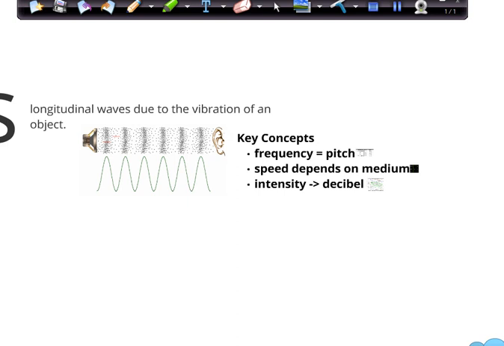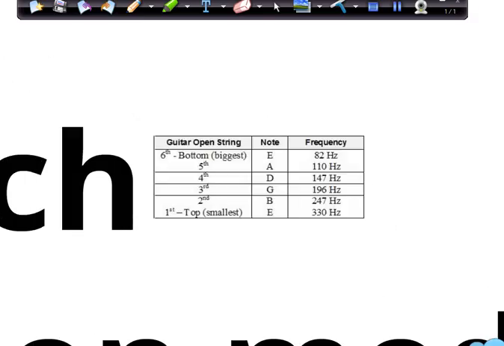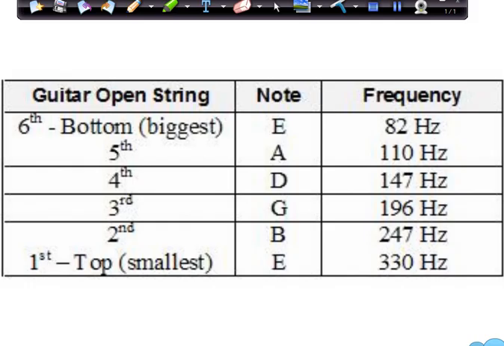So, first thing, we sort of already talked about that. The key concepts: frequency tells us our pitch. We've been over that and over that. We've talked about, played Mary Had a Little Lamb with our pop bottles, and you can also see that in a guitar, starting with the bottom string, which is actually the top string, the biggest string on the guitar, a low E, which has 82 hertz as the frequency. That means it has a long wavelength.